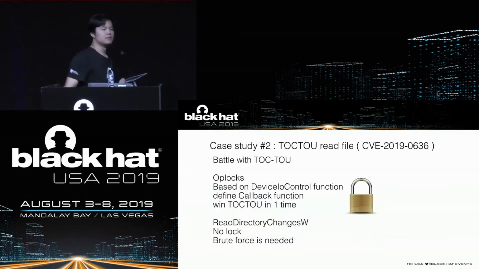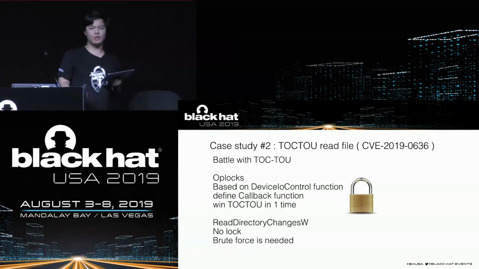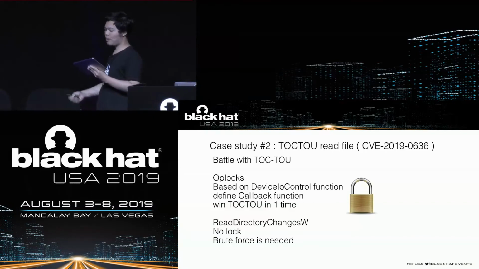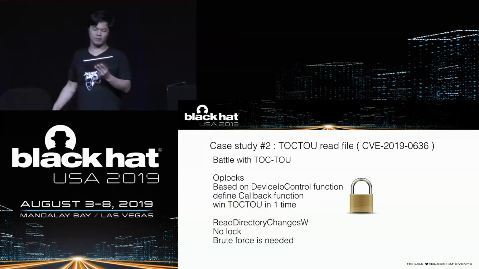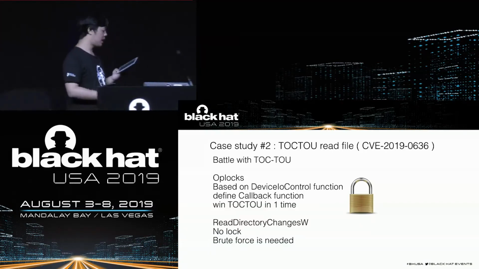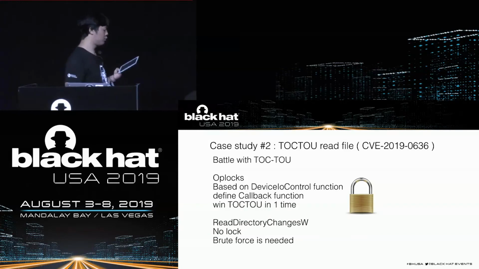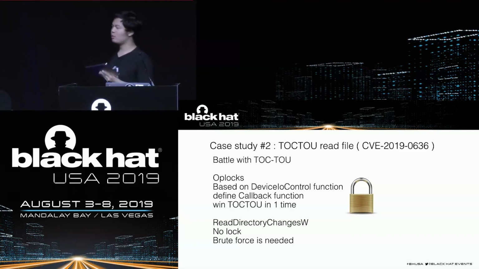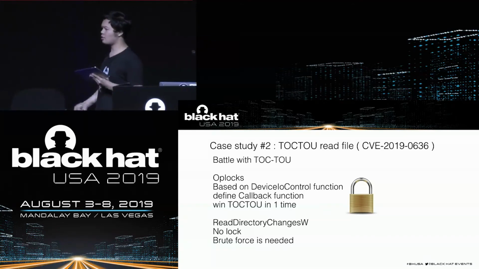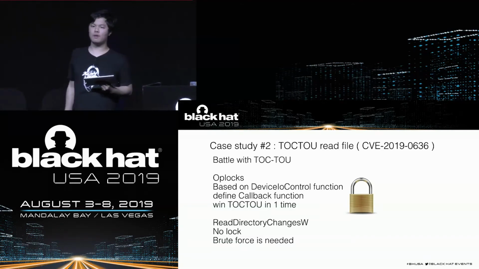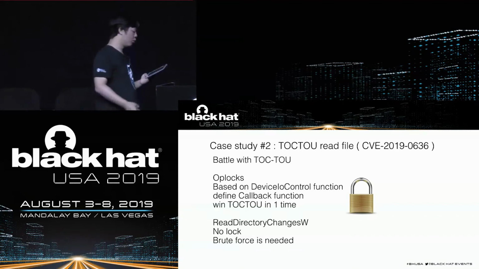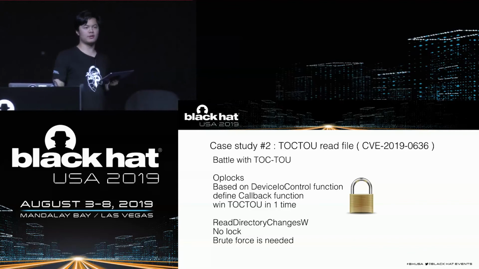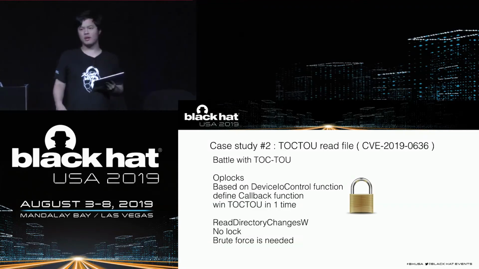So there is a certain time between the check and the read. So we need to know how to battle the TOCTOU problem. That is to say, time of check, time of use. The first way is OpLock, which is based on the device IO control function. We define the callback function, and when it is accessed, we get the callback and win the race condition at once.